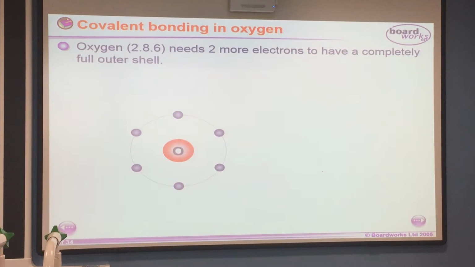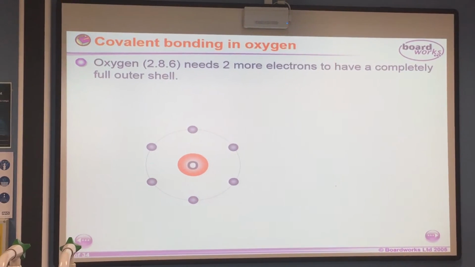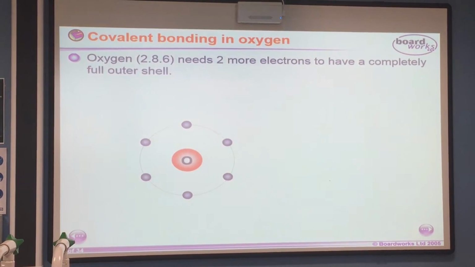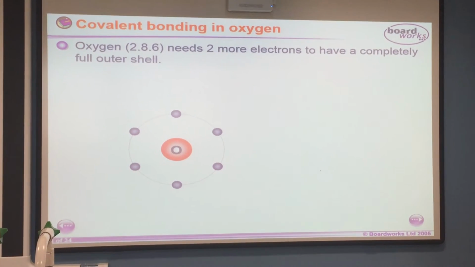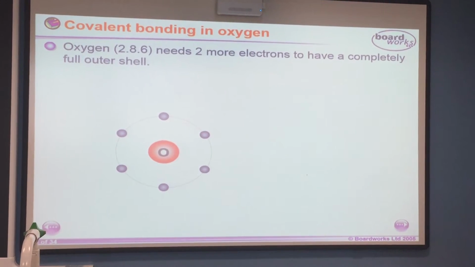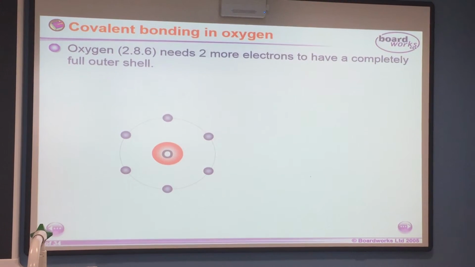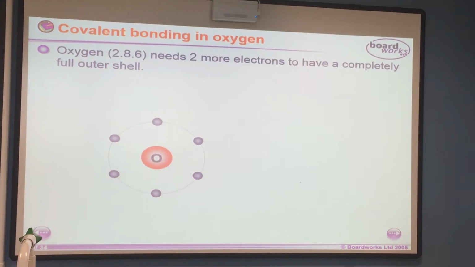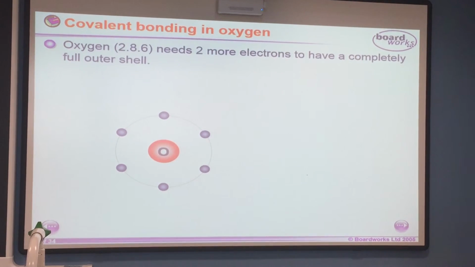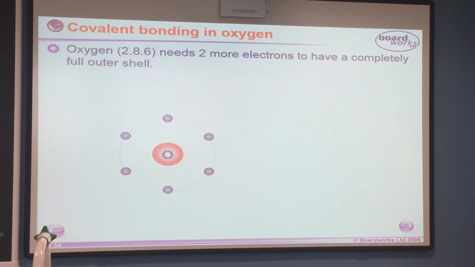So oxygen has got 6 electrons, so it's going to need 2 electrons. Any ideas what oxygen is going to do to get 2? Good. So we could add 2 hydrogens, which would each give an extra bond. What about if we had another oxygen? What could 2 oxygens do?